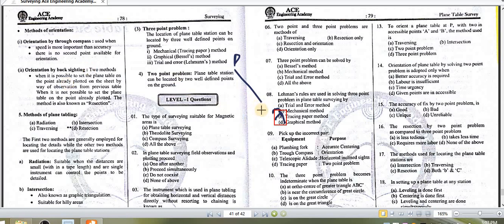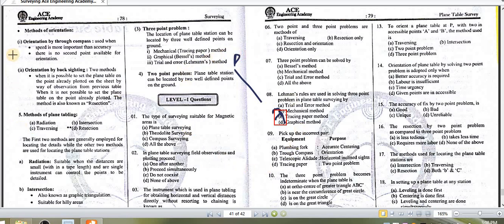When it is matching your first station, that means your orientation by backsighting has been done. Suppose this is point A, and you have drawn a line from A to P. Now you are shifting the instrument to P. You need to keep the trough compass along the line AP and turn the table until your station A is bisected by the line. Once it is, the orientation by backsighting has been done, and every time you shift the instrument you will have to perform backsighting. That gives you the perfect orientation at each and every point.